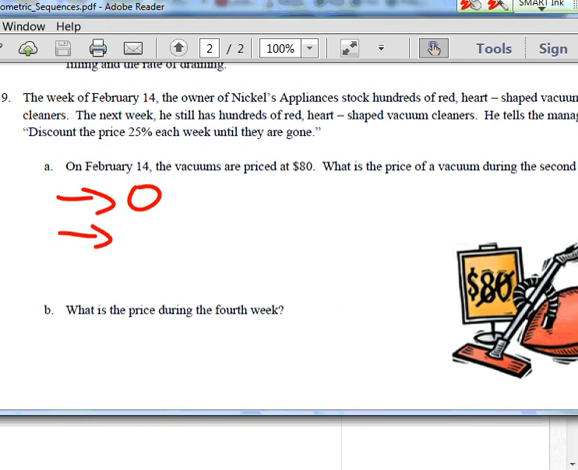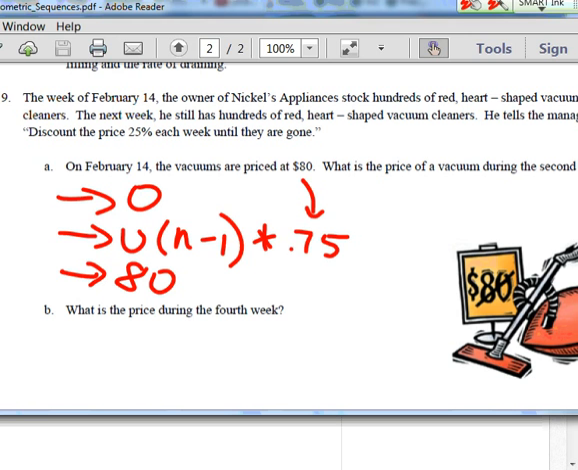The next line of your calculator is always the u sub n minus 1, and then it's whatever happens each time. If they're going down 25% each week, you're going to use what? Times by 0.75. If it's going down 25%, you do not put the 25% here. You put 1 minus the 25%, which would be 75%. And then the third line, which is what I haven't told the calculator yet, is what to start at. 80.